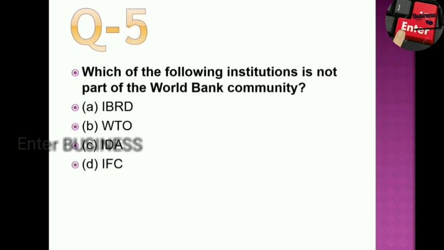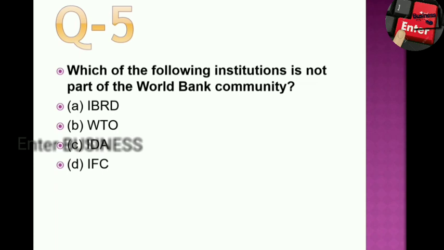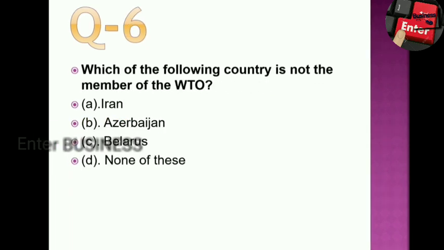And the fifth one is, which of the following institutions is not part of the World Bank community? Option A, IBRD. Option B, WTO. Option C, IDA. Option D, IFC. So the answer is option B, WTO.